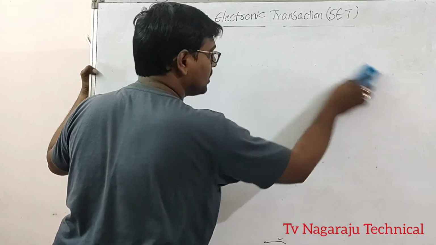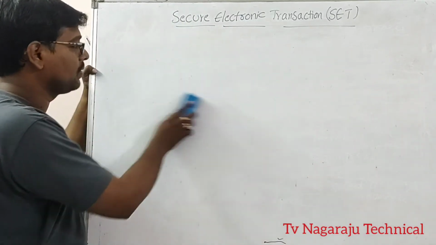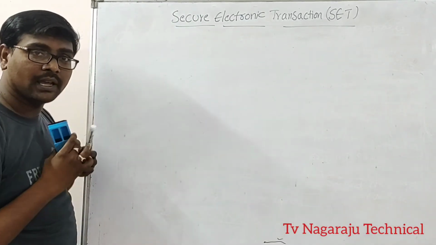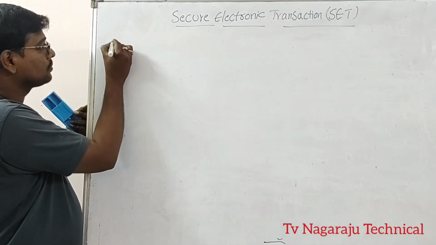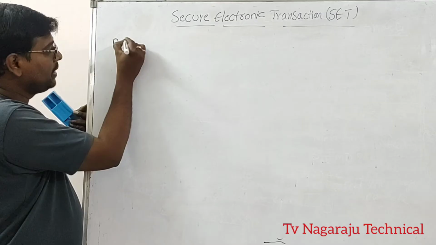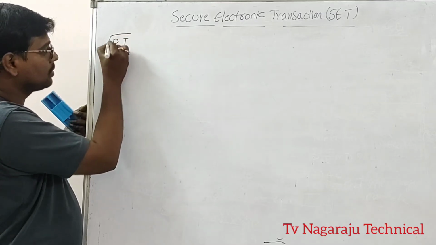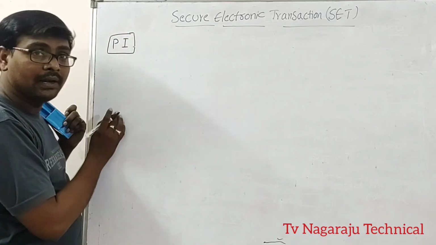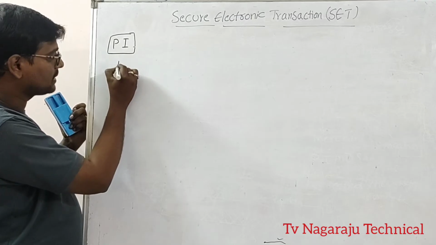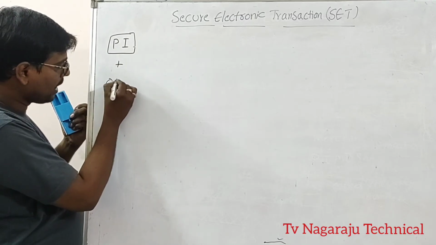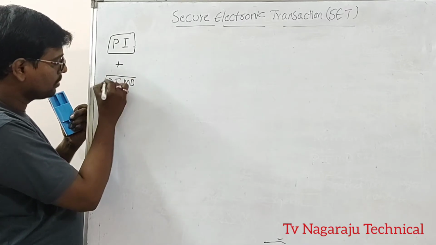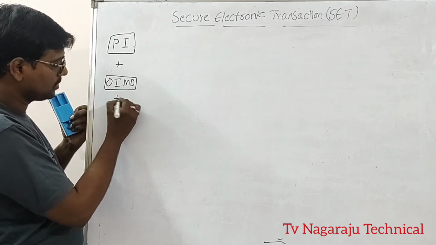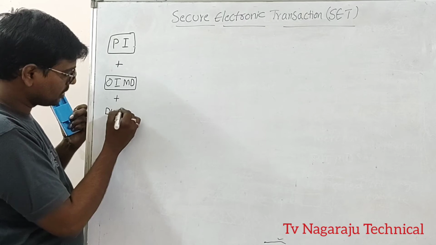Understand the diagram. Here the three steps are in diagrammatical format. The first one is payment information, plus OIMD, plus dual signature.